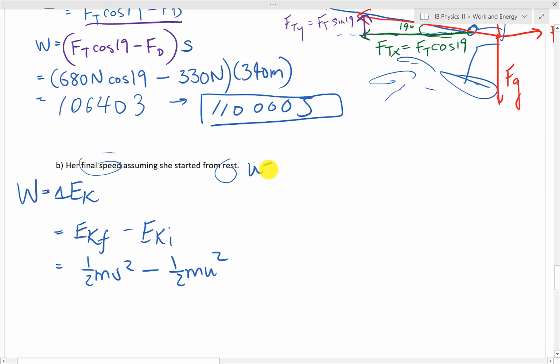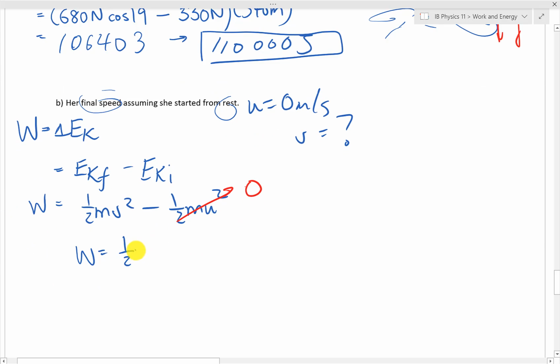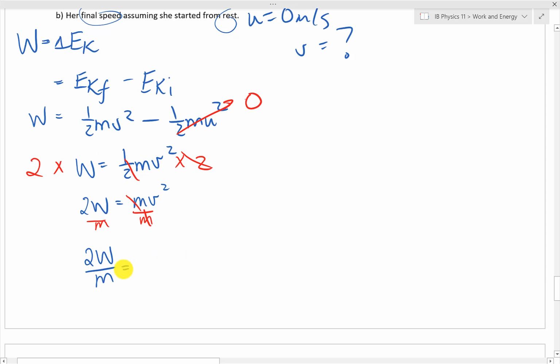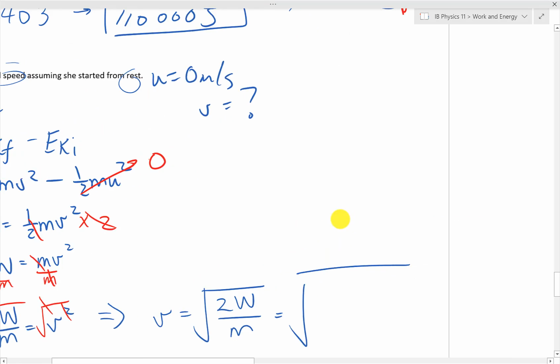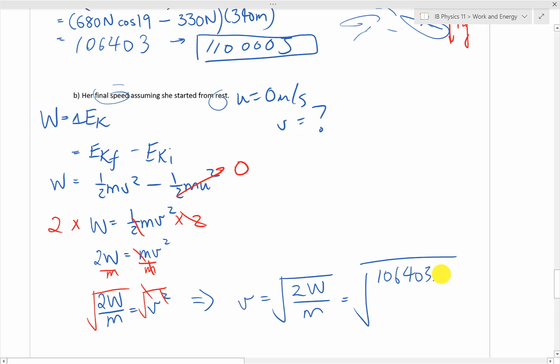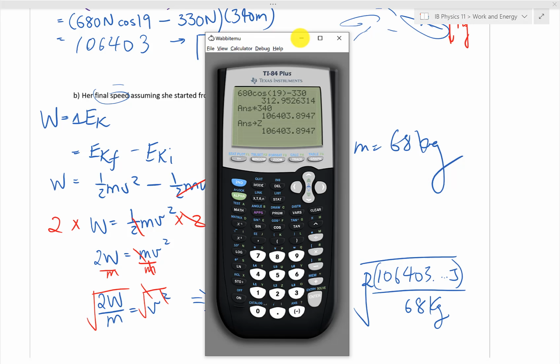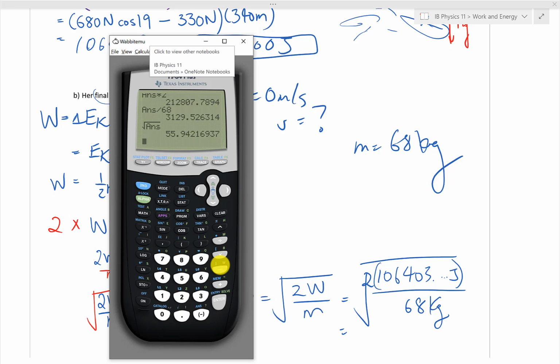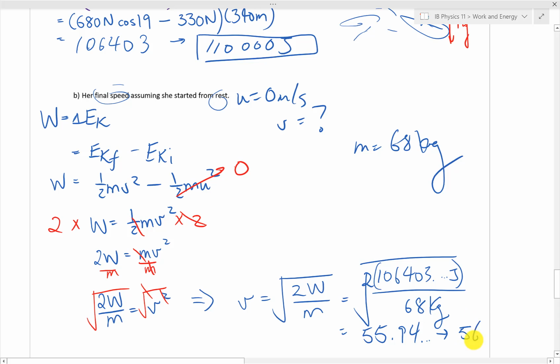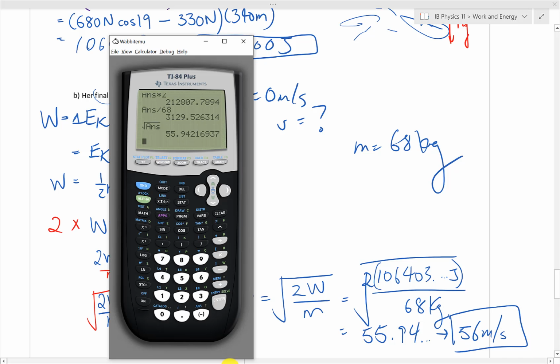Next up we have finding her final speed. Now we have the work done. We can write the change in kinetic energy, final minus initial, in which the initial is 0 because she starts off at rest. That part just cancels out completely, and we just have 1/2 mv squared to isolate for the velocity. We multiply both sides by 2, then divide by mass. Finally, we take the square root, which cancels with the square. We can then plug in our values, in which the work we found in the previous question, making sure we don't lose any significant digits. Her mass is 68 kilograms mentioned in the question. Putting in our calculator, we get 55.9, rounding up to 56 meters per second.